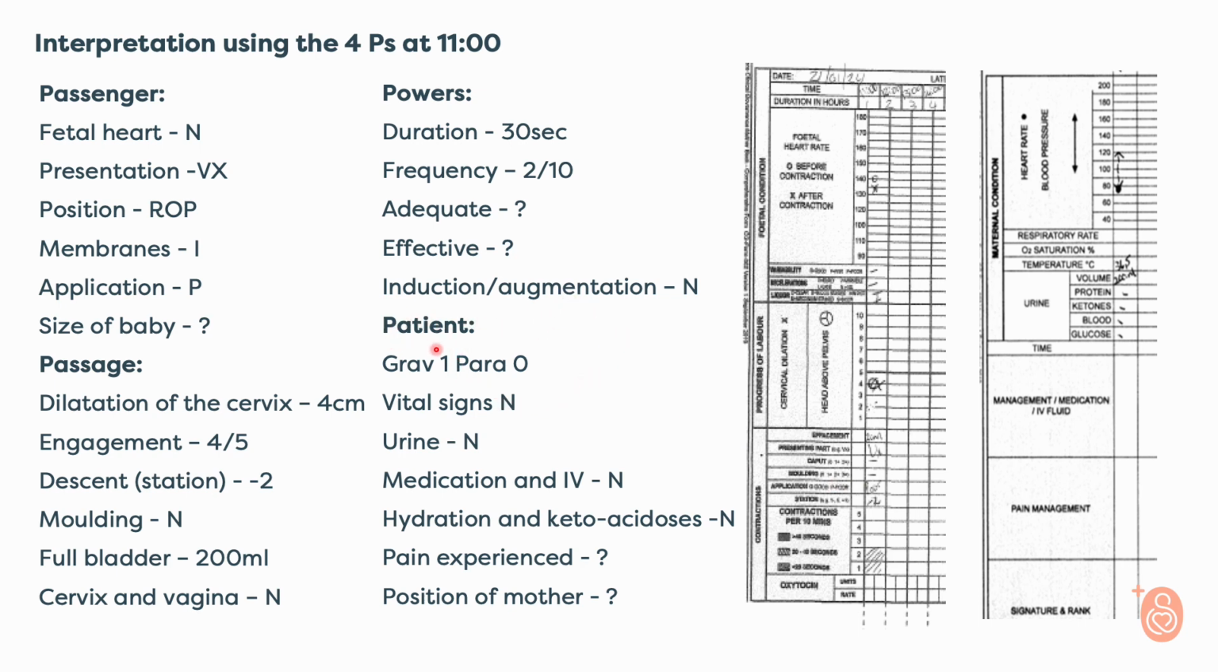When we look at the fourth P, the patient, we have said that this patient is a grade 1. Her vital signs are normal. There's nothing abnormal in the urine. She hasn't received any medication or IV infusion so far. There are no signs of dehydration and ketoacidosis. We don't know, we'll have to find out how much pain she experienced. Can she cope with the pain? It seems that there's not a lot of pain if we just look at the duration and frequency of contractions. She's in the beginning of labor, so one can expect that she doesn't experience much pain.